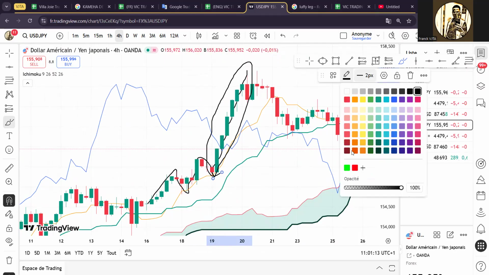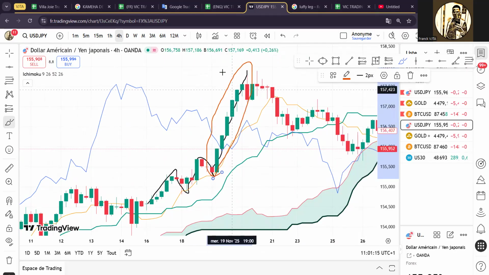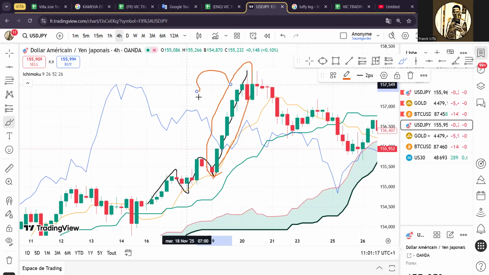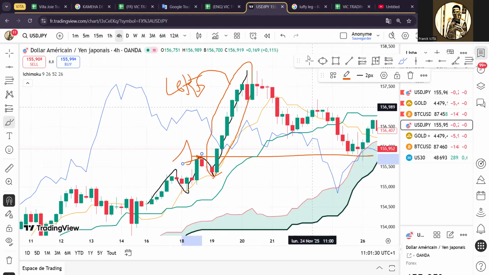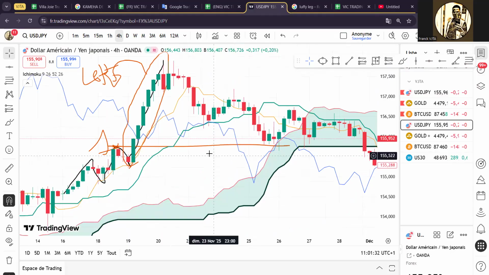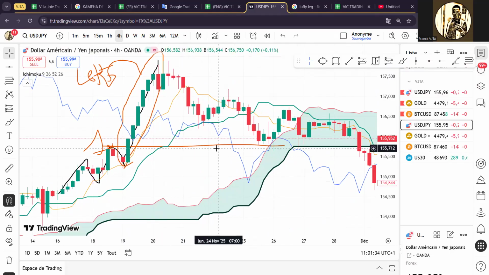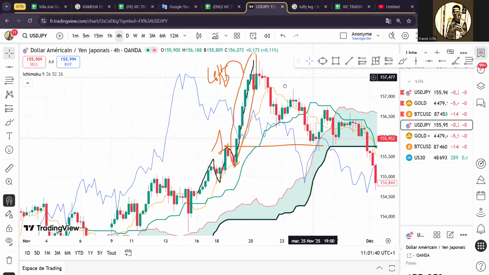So what do you do when a Luffy leg has no red candle? You look left, at the left of the Luffy leg, the top of the V, the highest resistance there. You draw a line like this, and you say that this will be the minimum first place, nobody can argue with it, the minimum first place where the market will fall down.